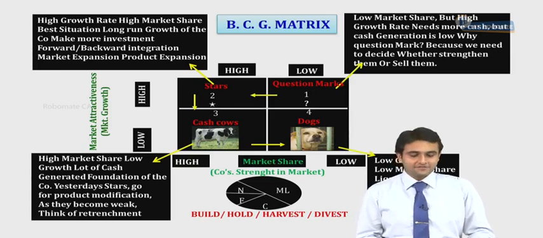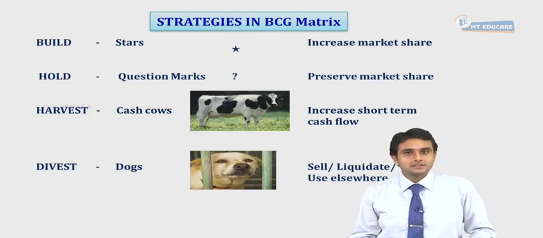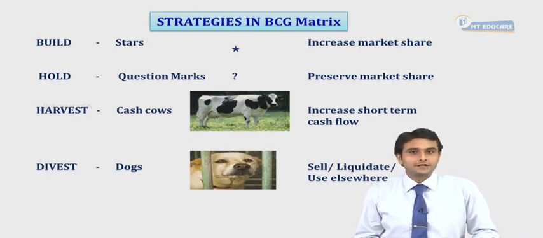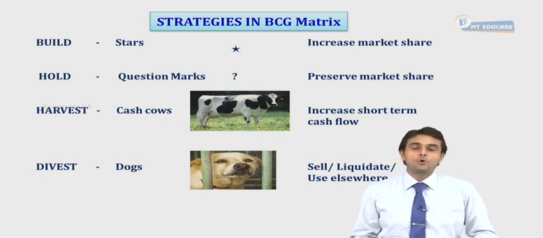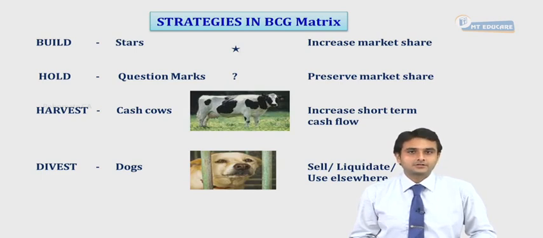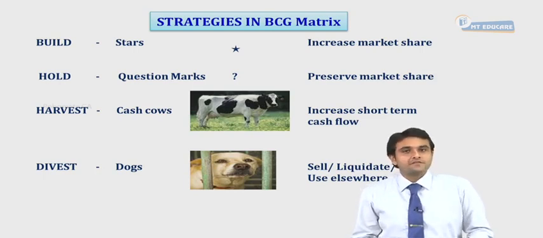So I have to build my stars, that is, I need to increase the market share and invest more in the products which are my stars. I need to wait and watch, I need to hold the products which are my question marks. And regarding the cash cows, the way to deal with them is to give in more inputs so that I can make the best out of them today, because I have an assumption that in the long run, this is going to be my dog. And dogs are those products from which I need to divest. So I need to build the stars, hold the question marks, harvest the cash cows, and divest from the dogs. I hope this gives us a clear understanding of the BCG matrix.